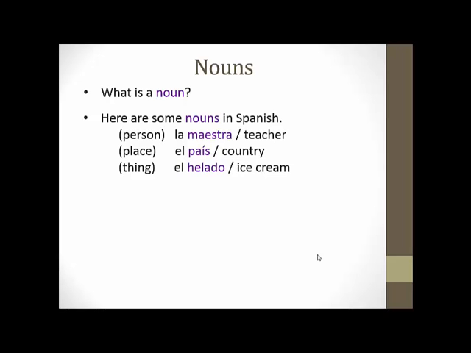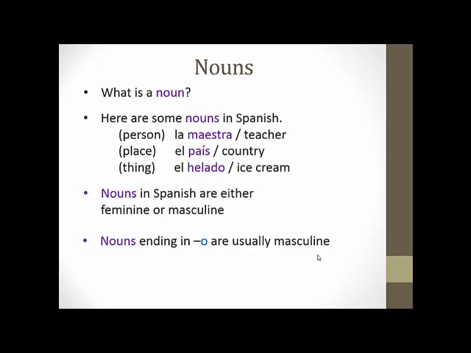Now take a minute and write on your note guide what a noun is. It could be a person, a place, or a thing. Nouns in Spanish are either feminine or masculine. Nouns ending in O are usually masculine. That is the normal rule for you to recognize.